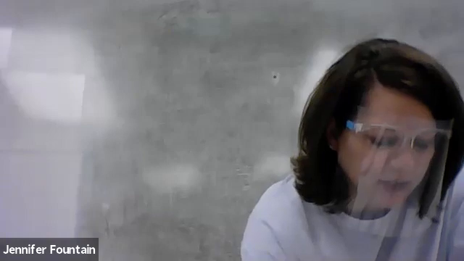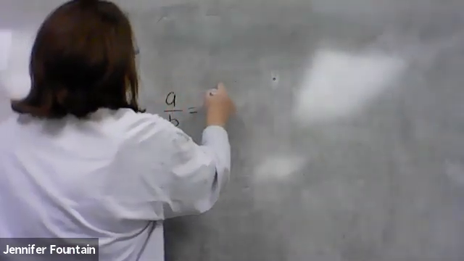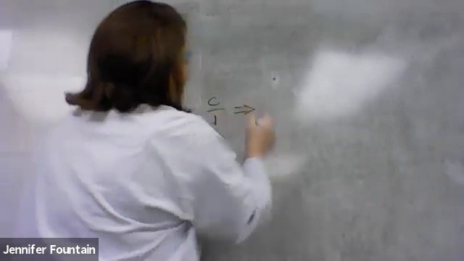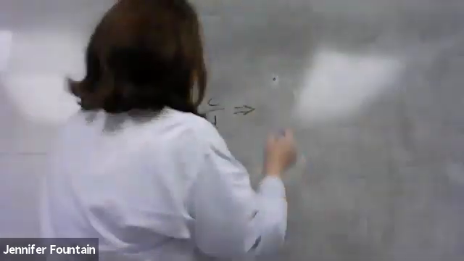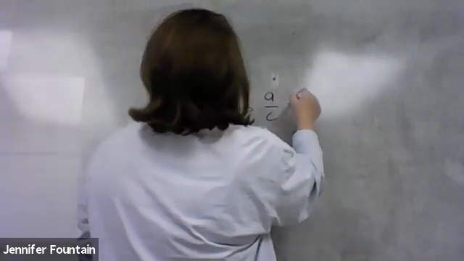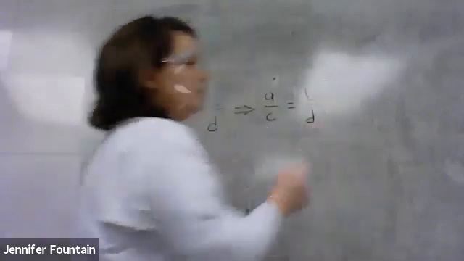Property 3 says, if A over B, that's your first blank for 8.2, if A over B is equal to C over D, then A over C is equal to B over D. What did they do there? They said if A over B equals C over D, then A over C is equal to B over D.